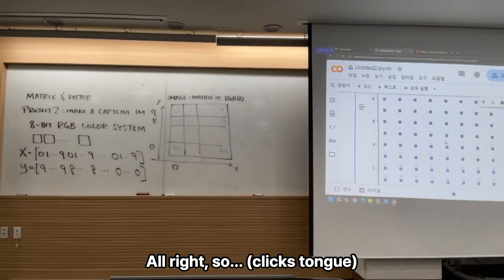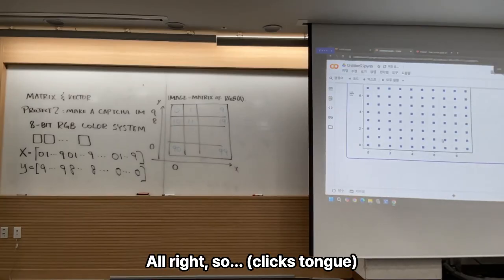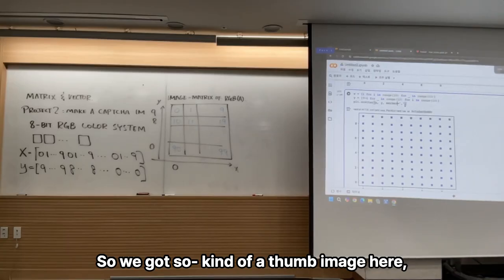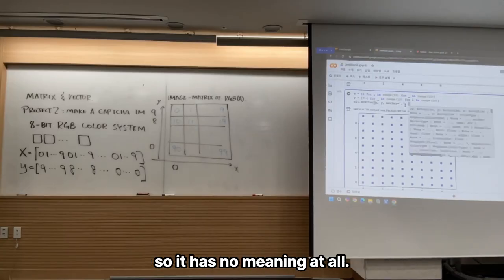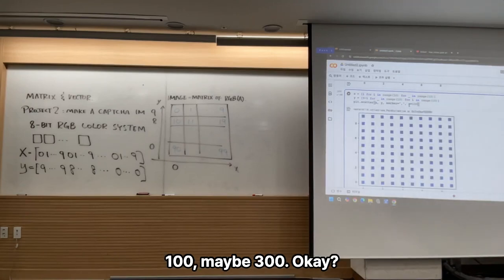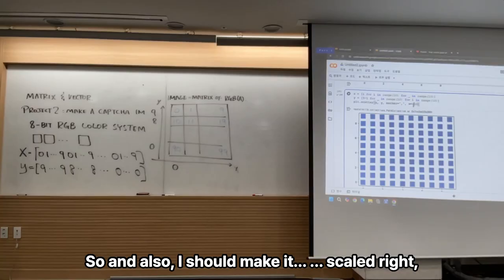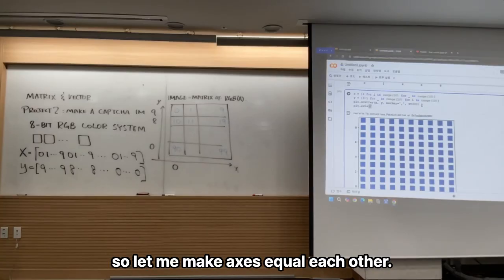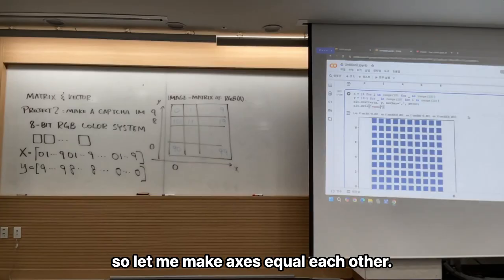All right. So we got some kind of a dumb image here. It has no meaning at all. So let me make the size bigger, 100, maybe 300. Okay. And also I should make it scaled right. So let me make the axes equal to each other.